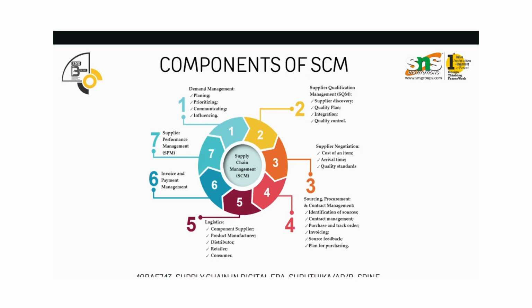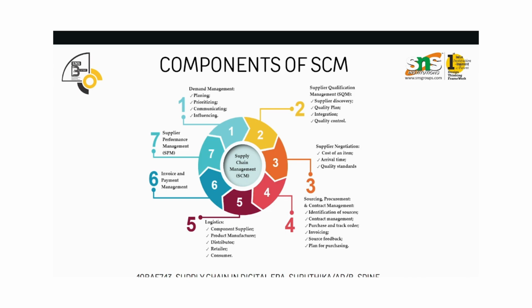Once all this is designed, there comes the fifth most important component of supply chain management, which is logistics. Logistics is nothing but a conglomerate of the different players involved in the process, like component supplier, product manufacturer, distributor, retailer, consumer, etc. Anybody and everybody involved in the supply chain management process would be encompassed in the broader term of logistics. So the logistics component will be an elaboration of who our suppliers, manufacturers, distributors, retailers, and consumers are that we're going to trade with.